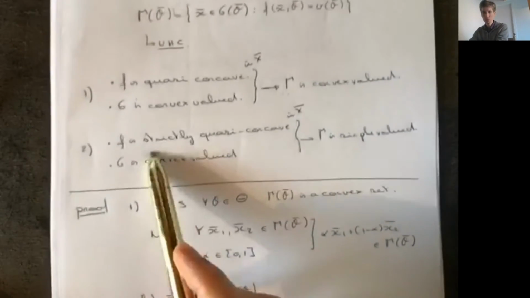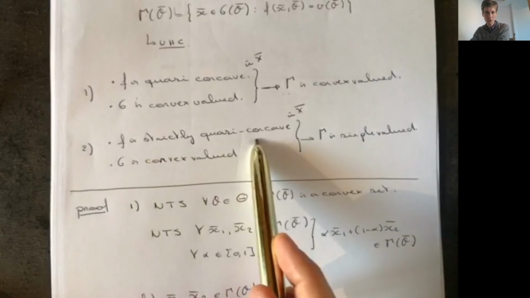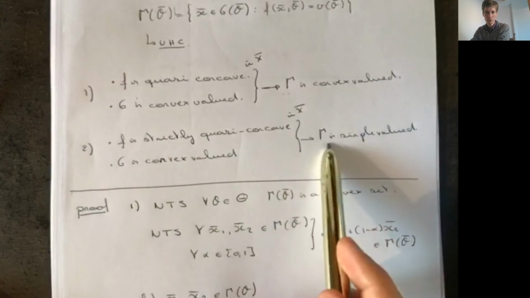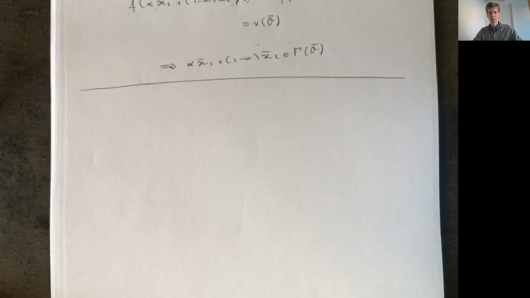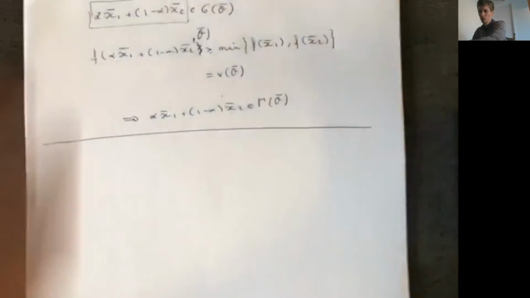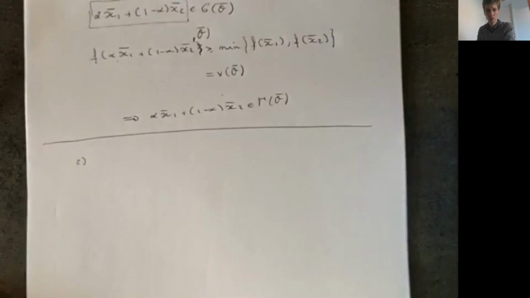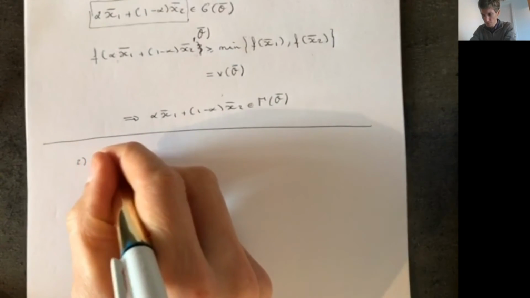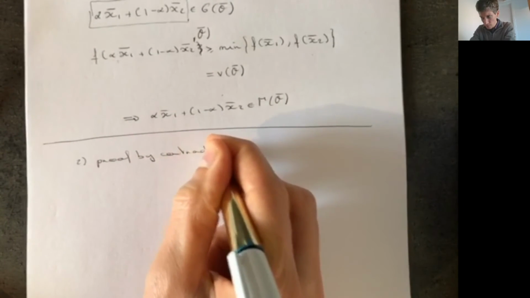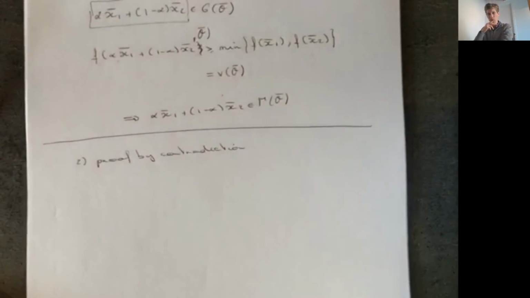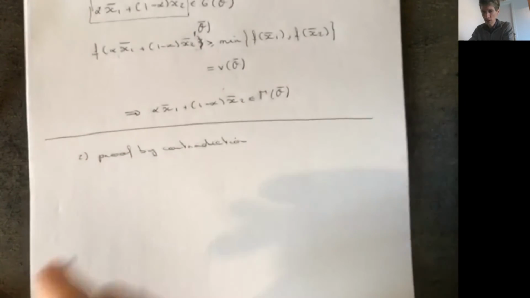And now for point 2, we assume that f is strictly quasi-concave in addition to convex valuedness. And then you have to show that gamma is single valued. So how are we going to do this? We're going to do it by proof by contradiction. If you have to show that a solution is unique, normally you use the proof by contradiction. You assume that it's not unique, and then you derive a contradiction.